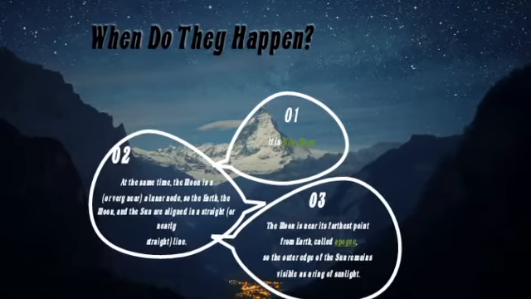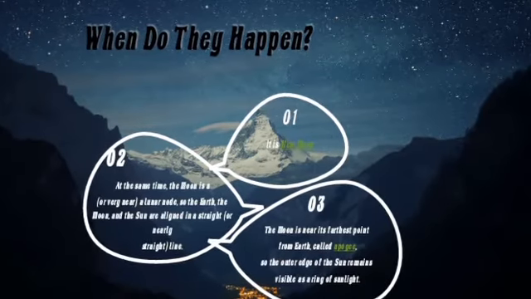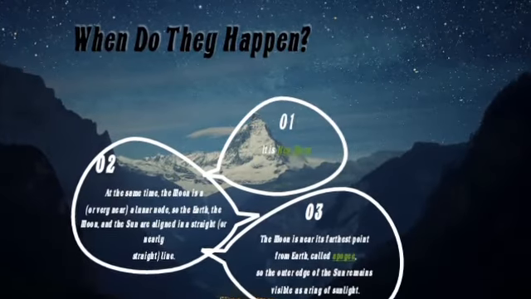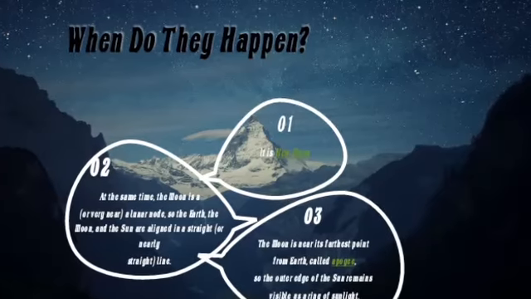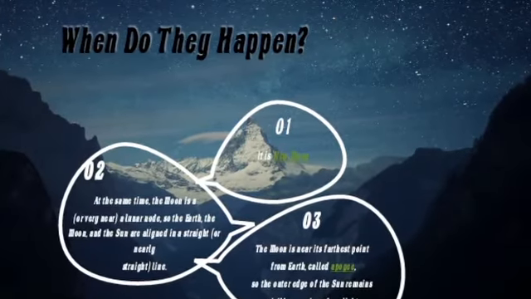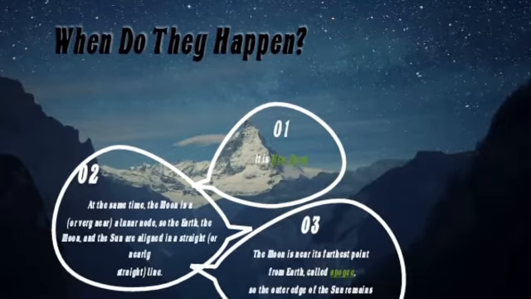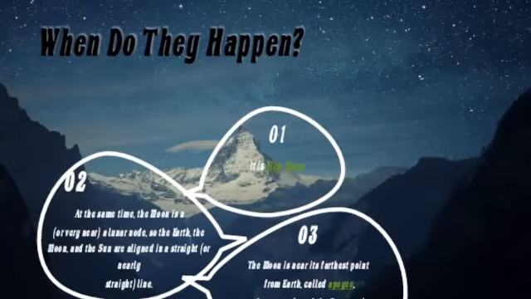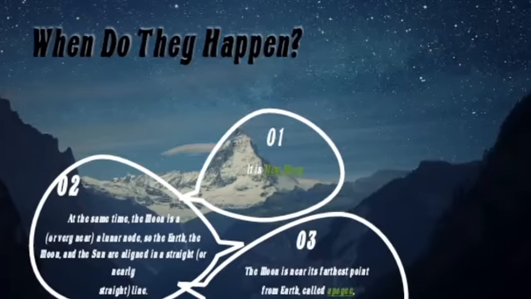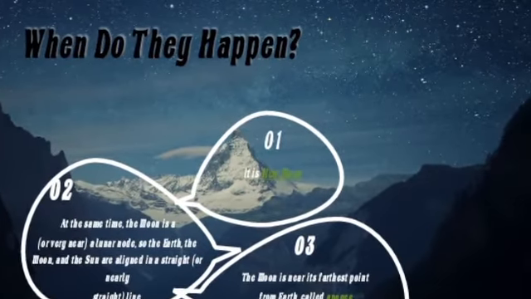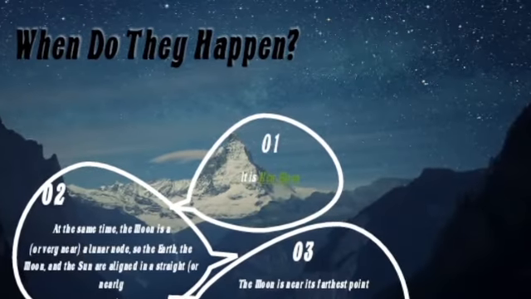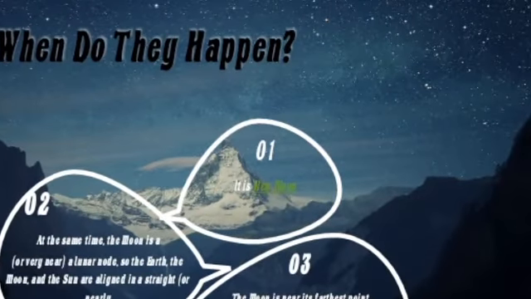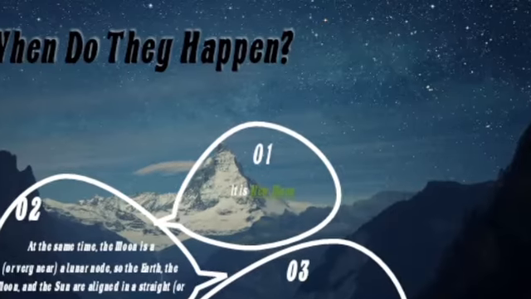When do they happen? First, it is new moon. Second, at the same time, the moon is at or very near a lunar node, so the Earth, the moon, and the sun are aligned in a straight or nearly straight line. Third, the moon is near its farthest point from Earth, called apogee, so the outer edge of the sun remains visible as a ring of fire.